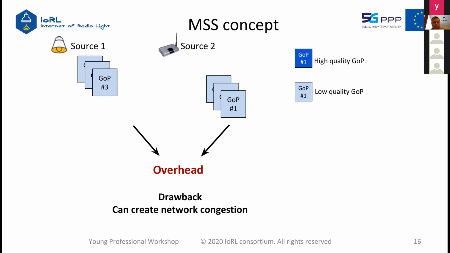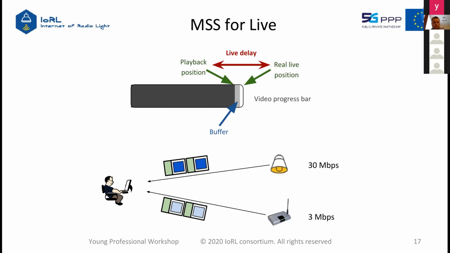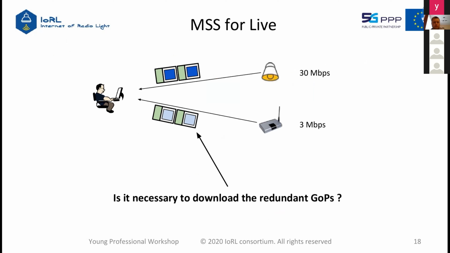So in the next slide, we are going to talk about solutions to avoid that. Of course, MSS have been designed for several scenarios, but we are going to focus on live streams. On live streams, we are not going to be able to make decisions on a lot of groups of pictures because we have to reduce the live delay and the buffer. The main question we want to answer is: is it necessary to download a redundant group of pictures? Is it necessary to add this overhead?